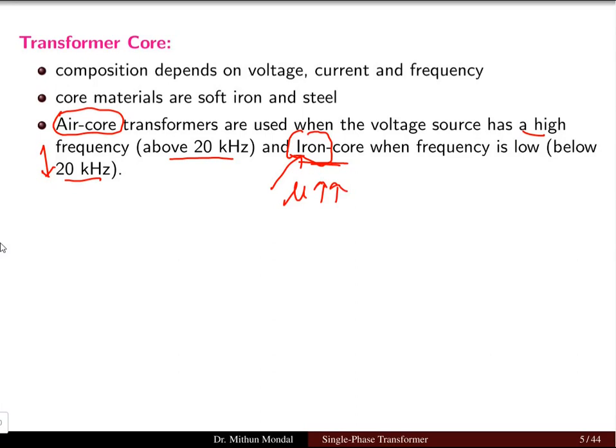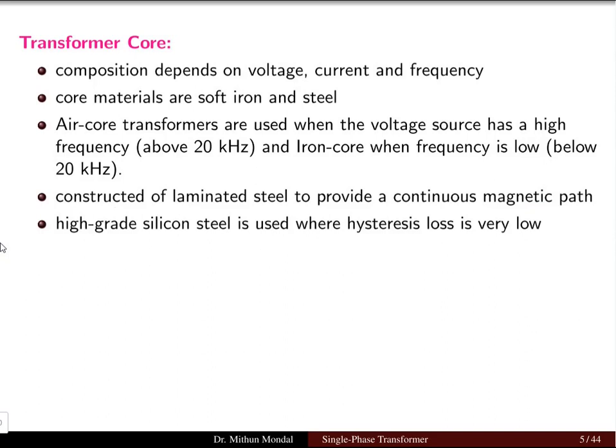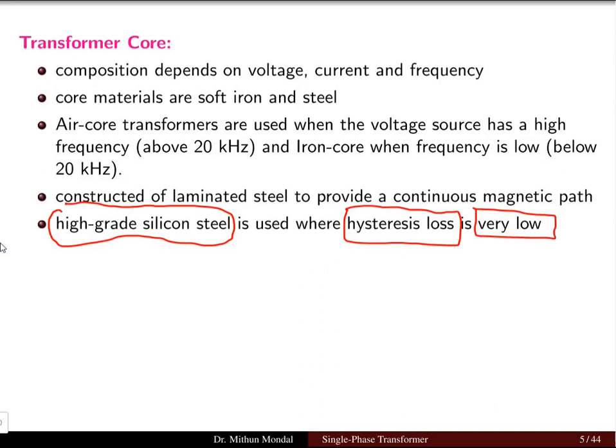If the permeability of the magnetic material is high, it will be easy to establish the flux in the core of the transformer. Now, the transformer is constructed from laminated steel to produce a continuous magnetic path between the primary winding and the secondary winding. The material we use is basically high-grade silicon steel, because the hysteresis loss associated with high-grade silicon steel is very low. So the core loss will be low.